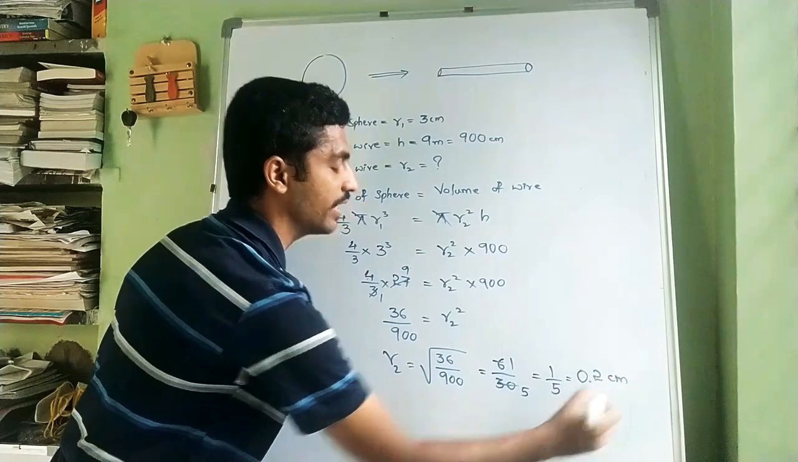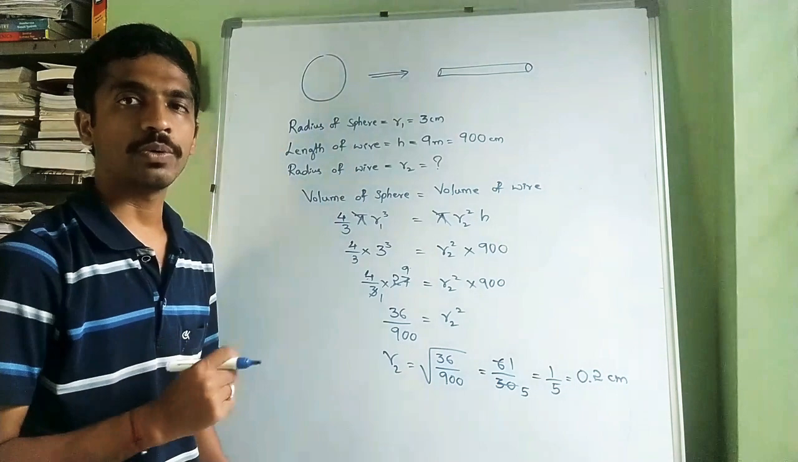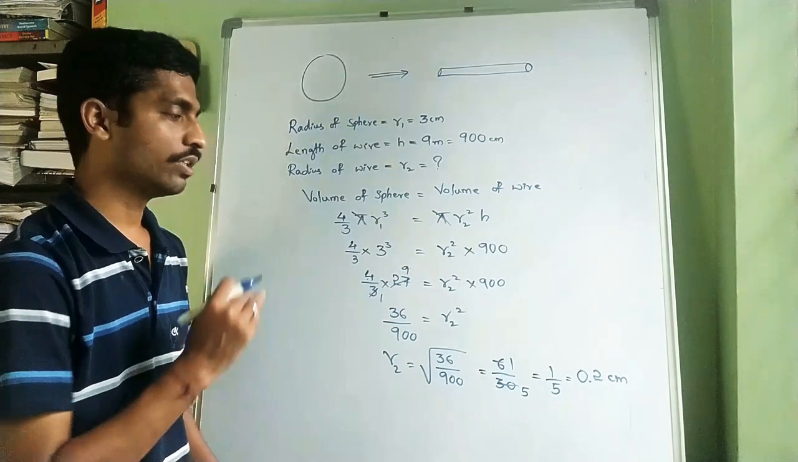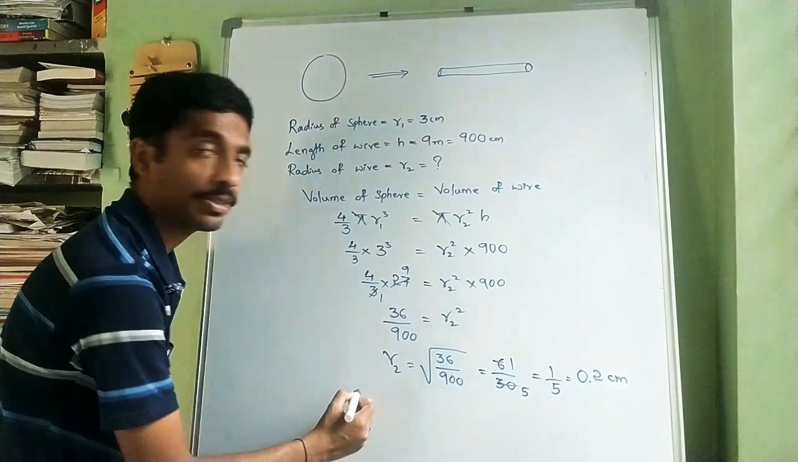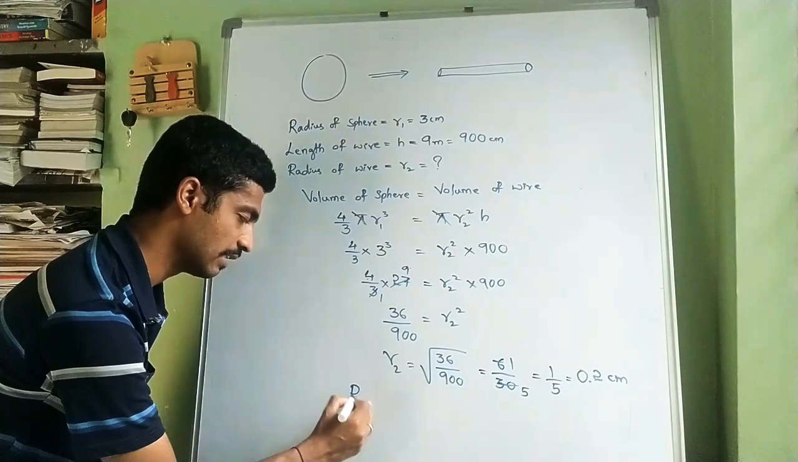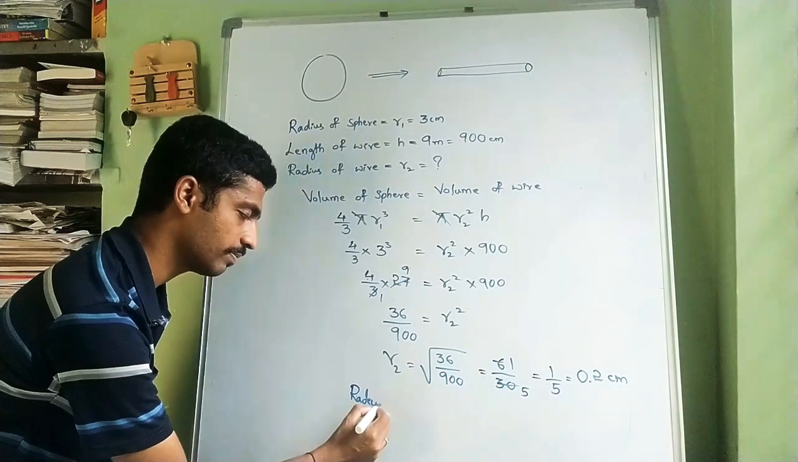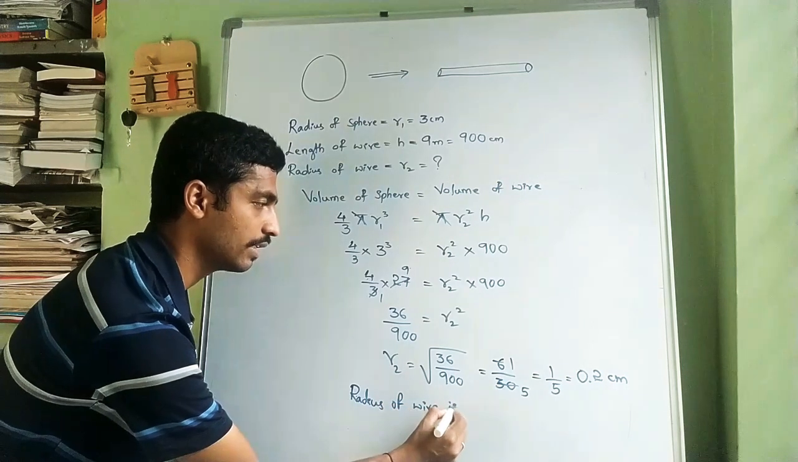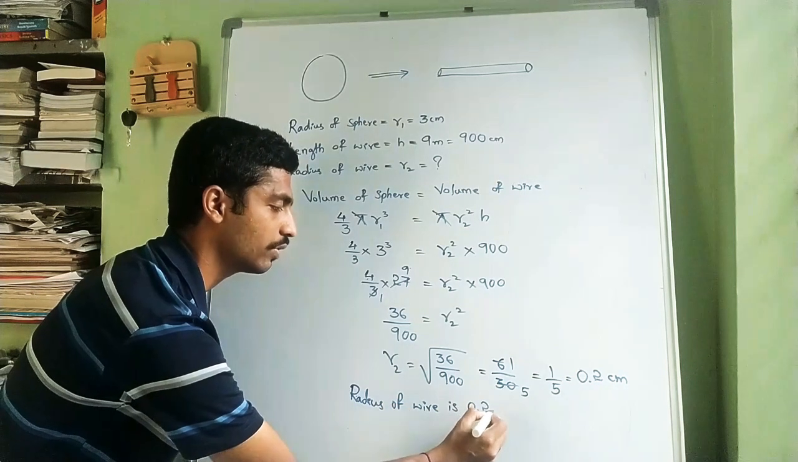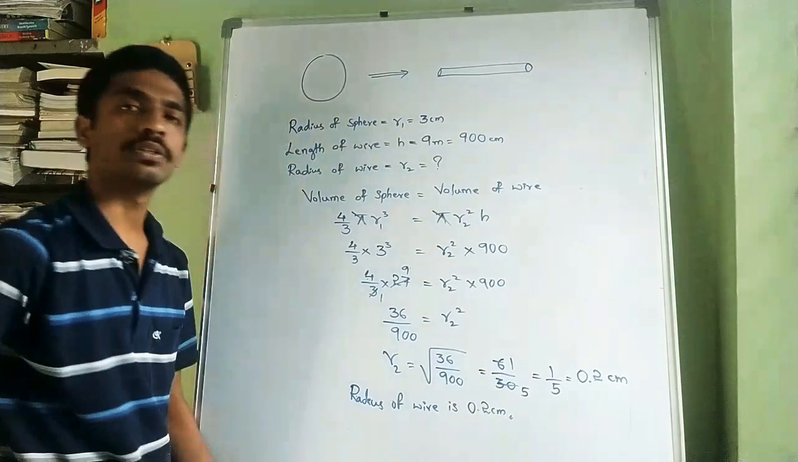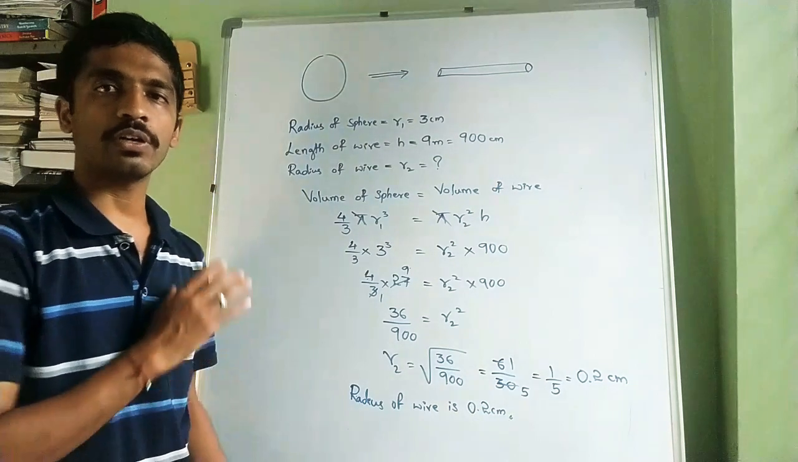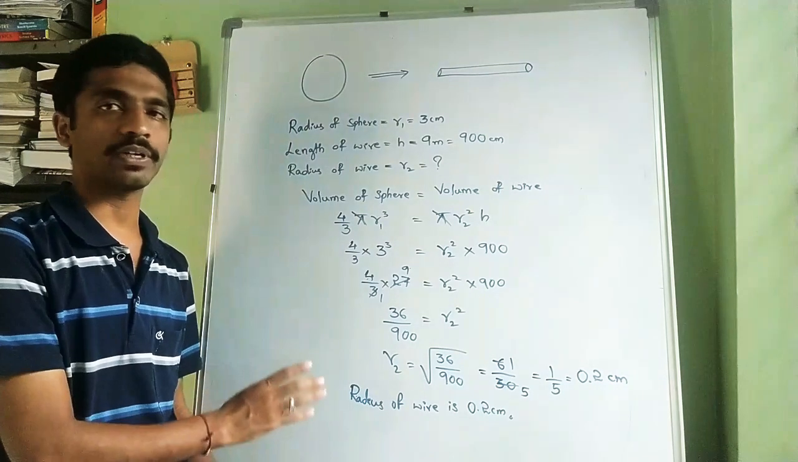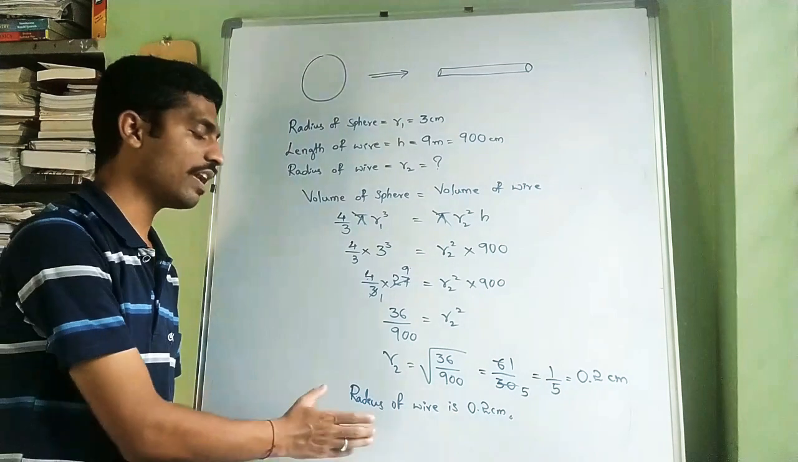0.2 centimeter. Okay, so the radius of the wire is how much? 0.2 centimeter. Here you have to write last. Radius of wire is 0.2 centimeter. Okay, so for word problems you have to conclude with the result. Whatever you will get the answer, you have to write at the end.